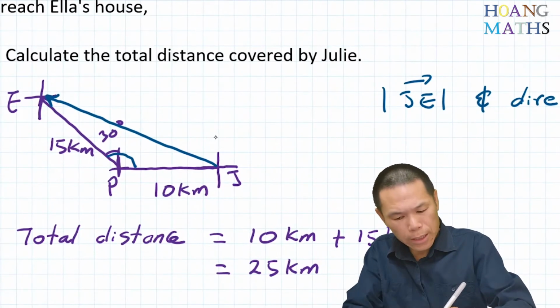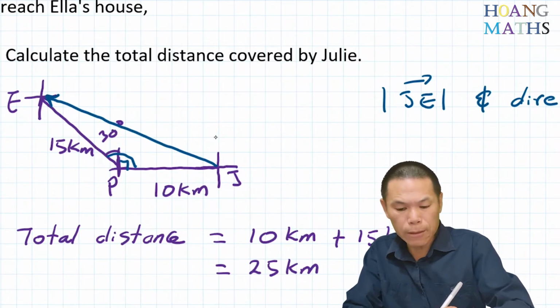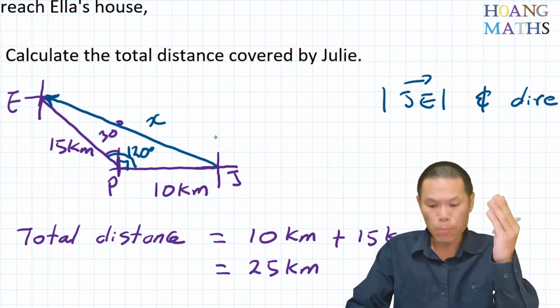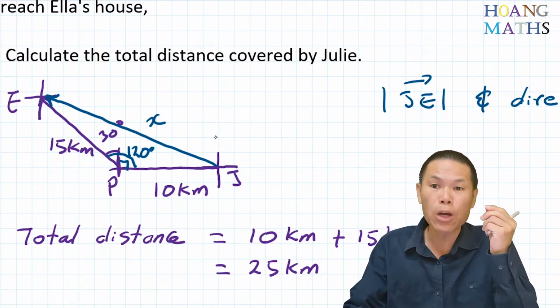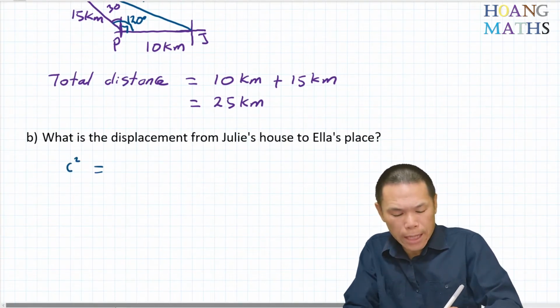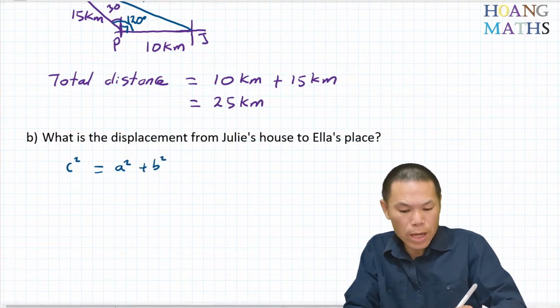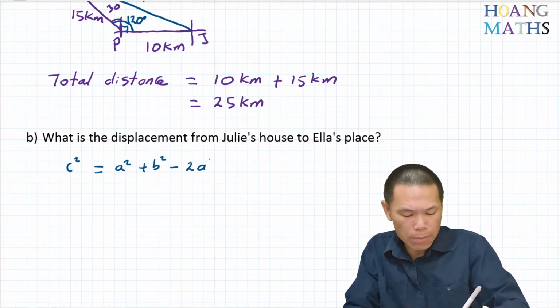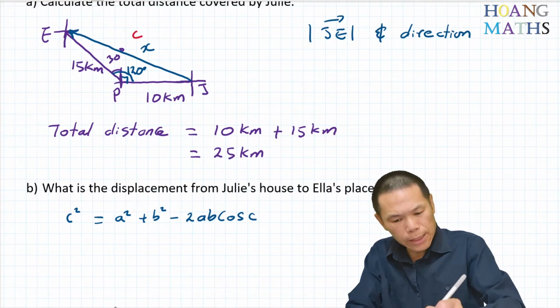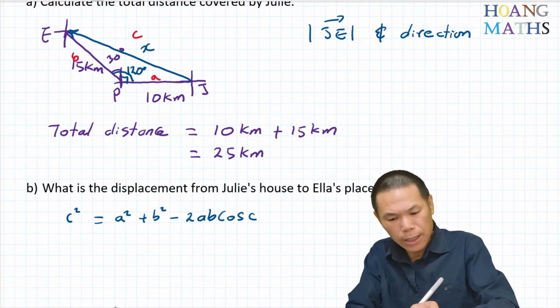So this angle here is 90 degrees plus 30, so 90 plus 30 is 120. We need to find this side here, which is x. We have only one angle and two sides, so we're using the cosine rule. The cosine rule is that c squared is a squared plus b squared minus 2ab cos of the angle in between, that is C. So this is C, and this is A, this is B, okay?